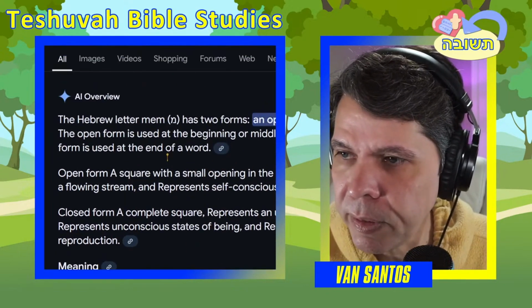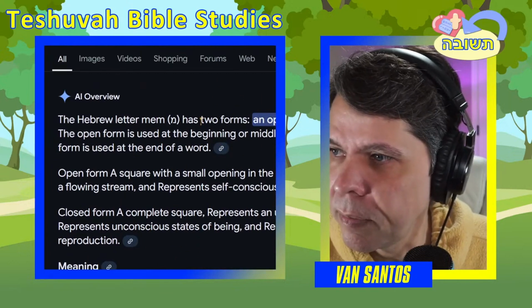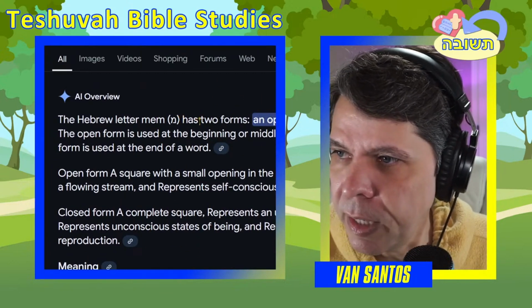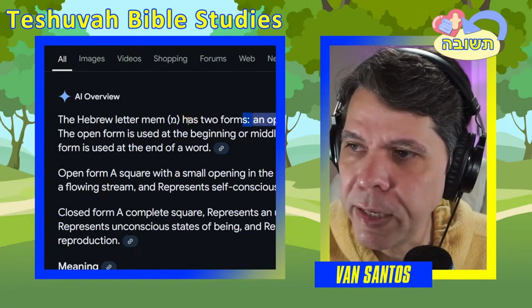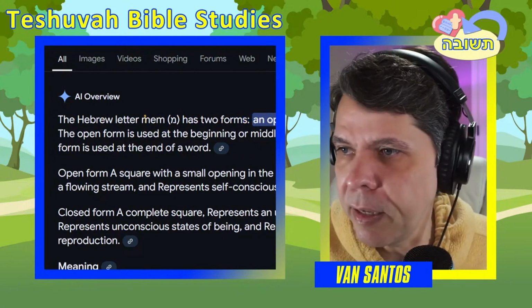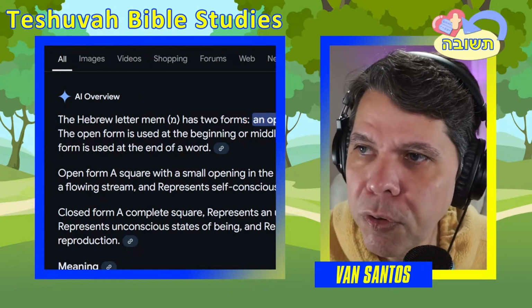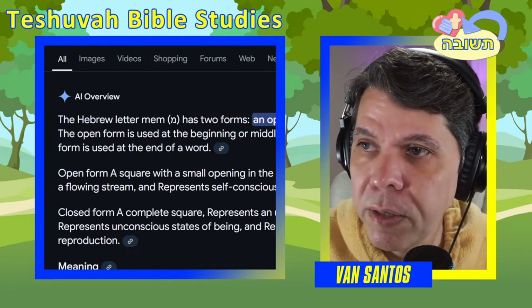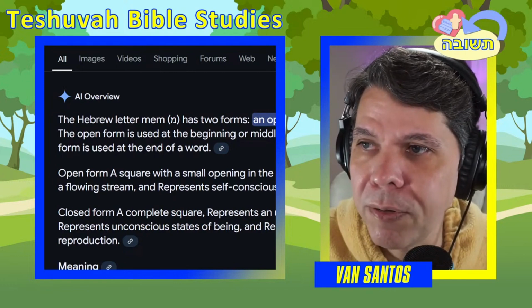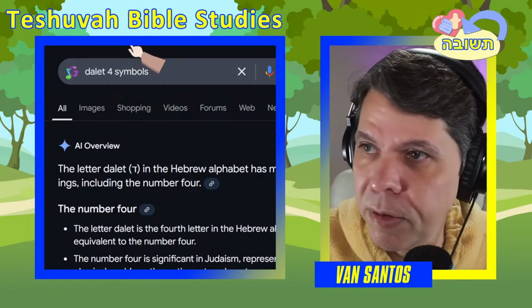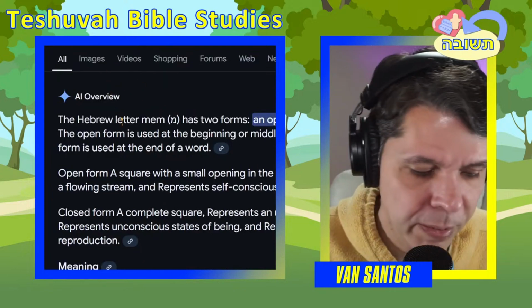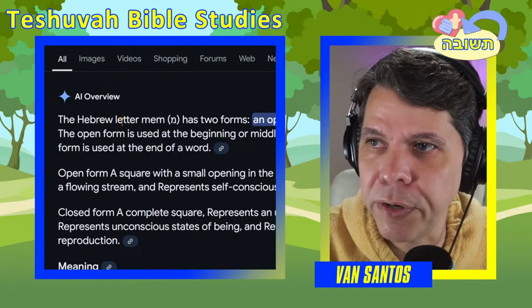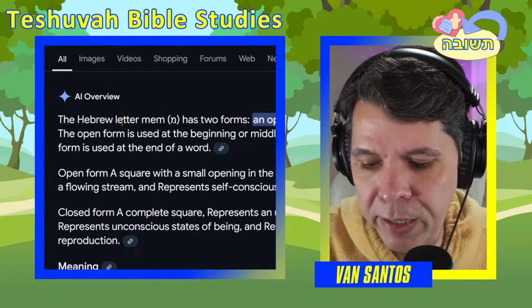And yeah, see, it has two forms. So everything that I just told you is easily found on Google. If you Google it, you'll see that everything that I said can be confirmed. But what I wanted to talk about with the mem in this case is directly connected to blood, right?